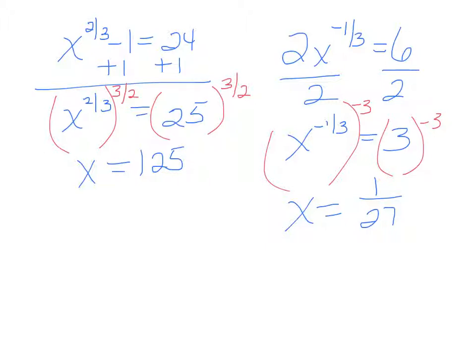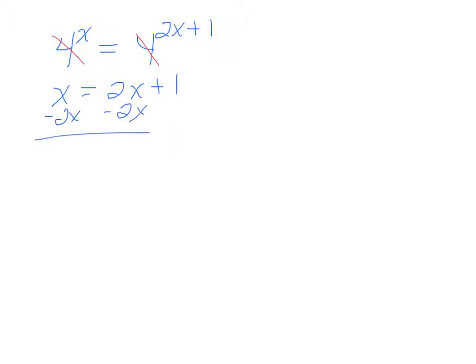Well, what happens if you have exponents on both sides of your equation? In that case, you're going to want to look for common bases. So, for example, if I had 4 to the x equals 4 to the 2x plus 1, since I have common bases, I can drop the bases and set the exponents equal to each other and solve. So in this case, I'm going to subtract 2x on both sides and get negative x equals 1. Divide each side by negative 1. x is negative 1.